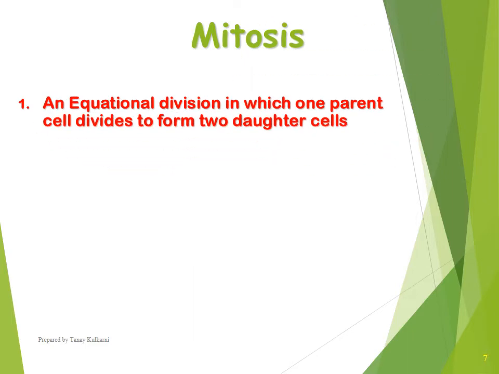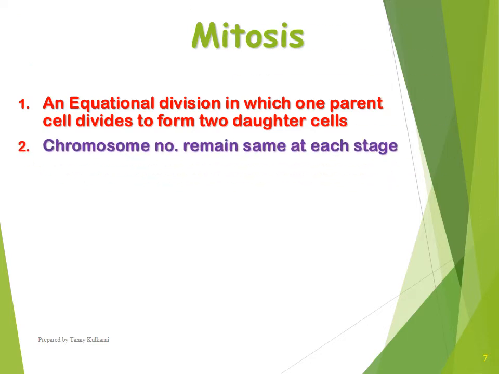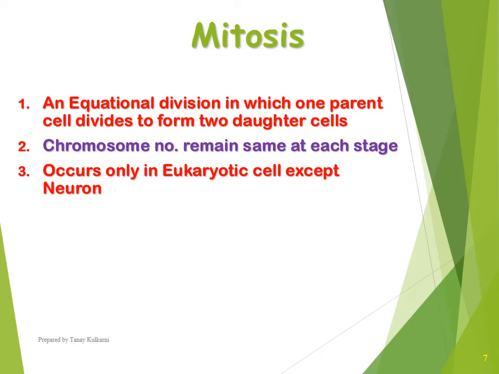Mitosis, this is the definition: an equational division in which one parent cell divides to form 2 daughter cells. In mitosis, the number of chromosomes will remain the same at each stage. It occurs only in eukaryotic cells, that is in case of human and plants, but that too in case of human, it will not take place in a neuron. Apart from neuron, all body cells will divide mitotically.